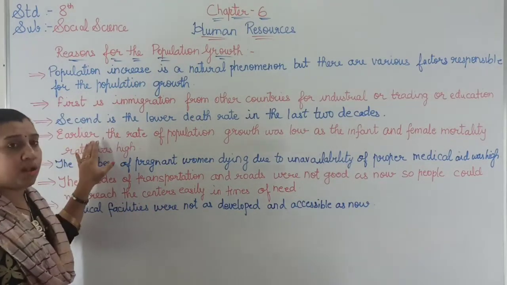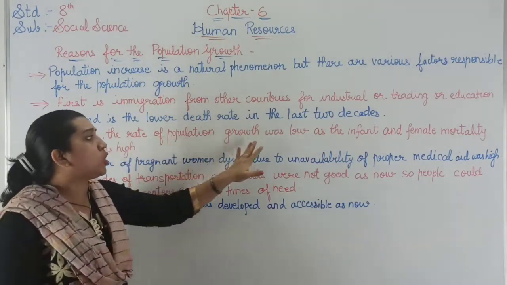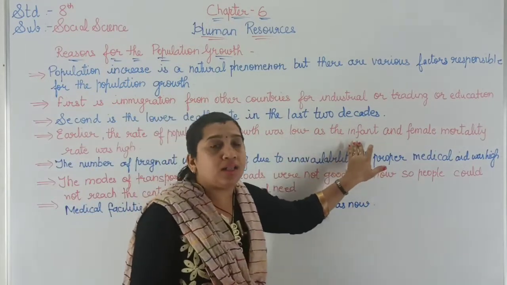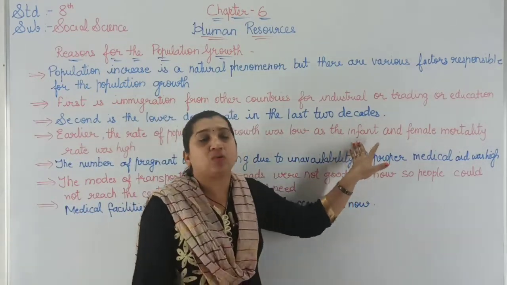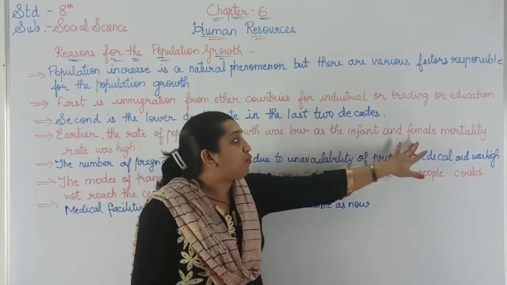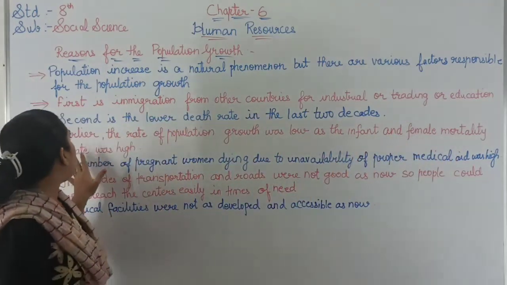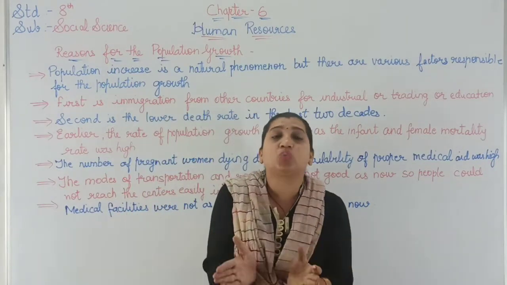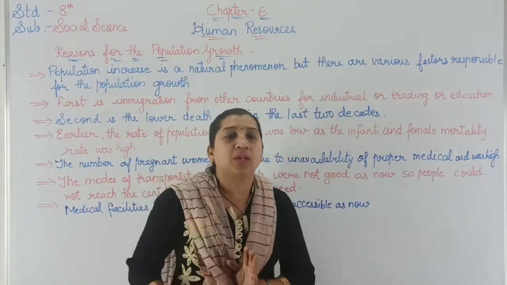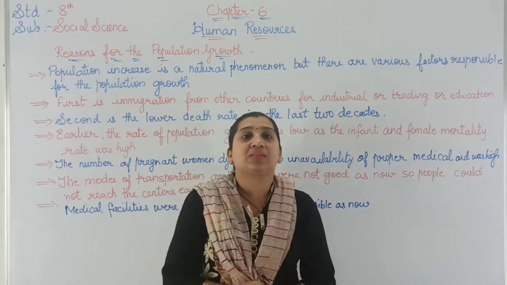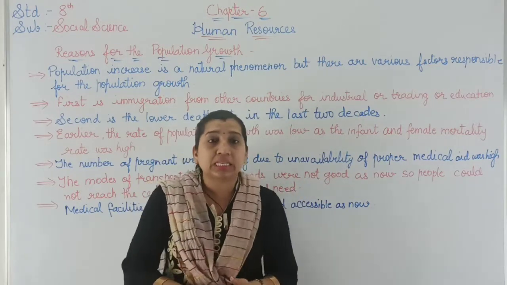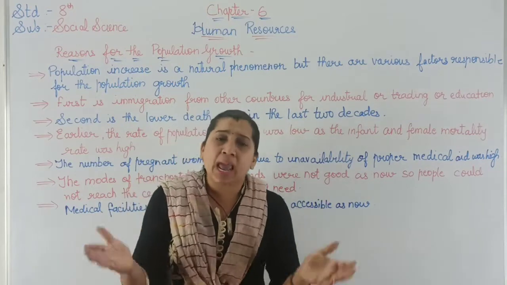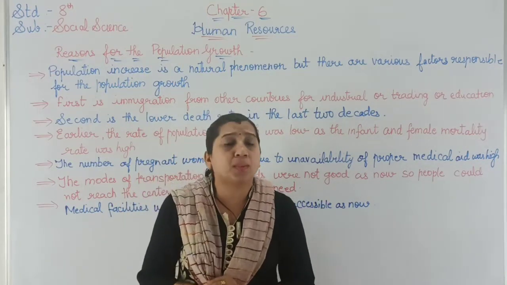Now here, earlier, the rate of population growth was low as the girl child was being killed, like Doodh Piti, and female mortality rate was high. During the early ages, ladies were being killed through social evil customs like Doodh Piti and the Sati system. Widows were not allowed to do a second marriage and many other things. Child marriages were being done.